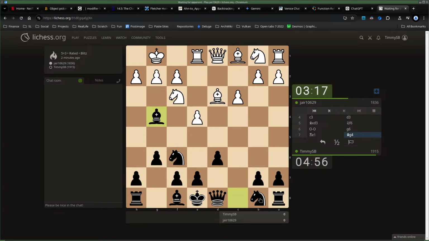But they could still push the pawn. Nothing wrong with pushing the pawn. Yeah, in that case I'll just take it.